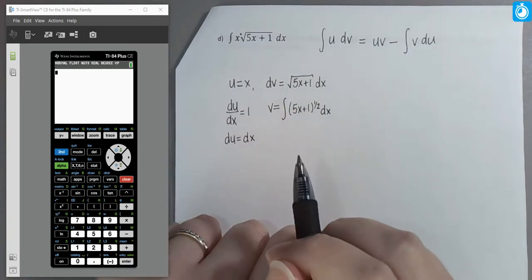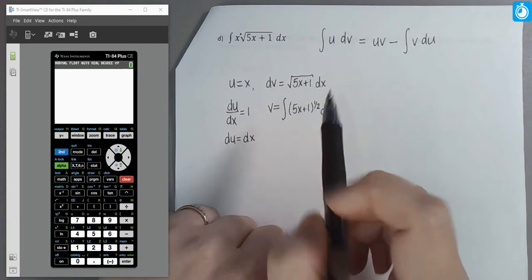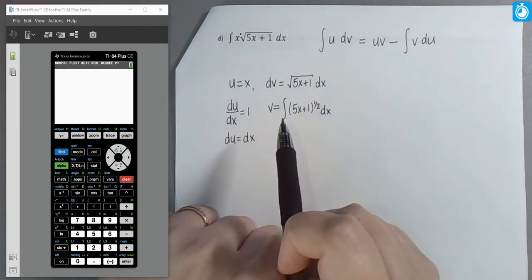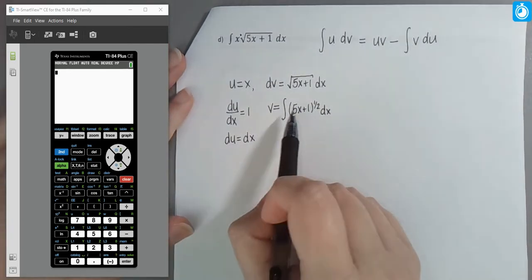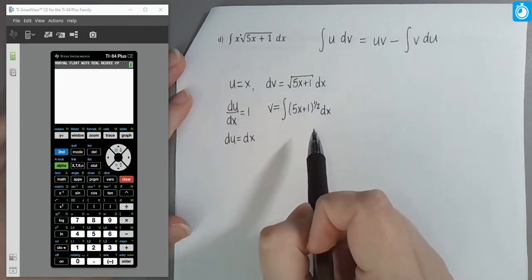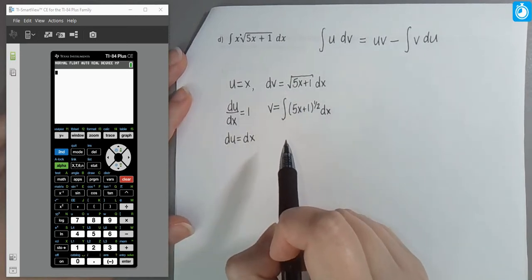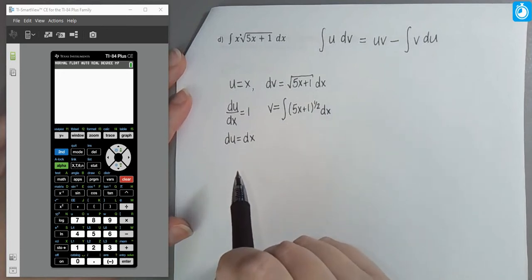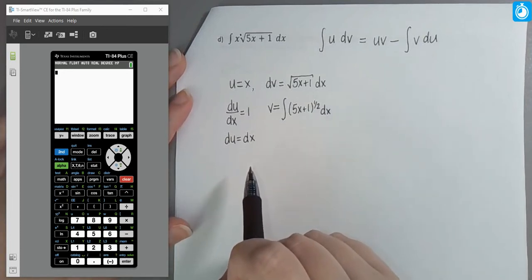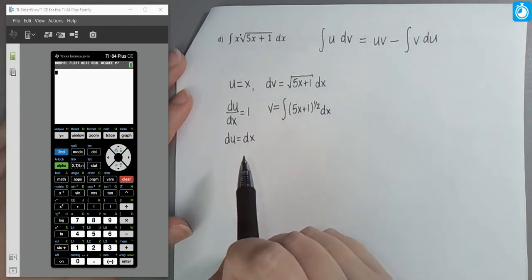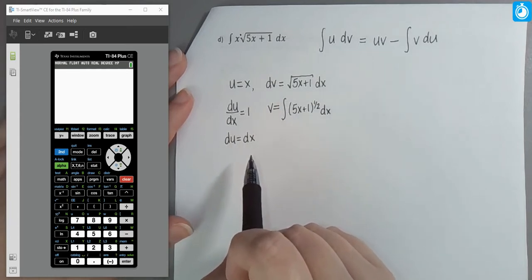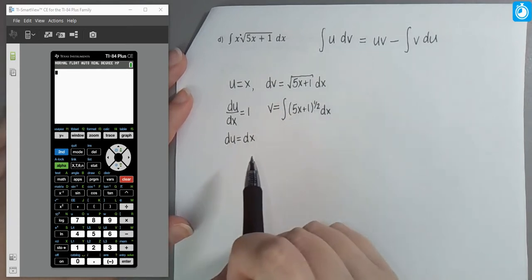Again, we want to think of it as an inner function and an outer function. Clearly, we have an inner and outer function, and we need to have the derivative of the inner function present in this problem. The derivative of the inner function, 5x plus 1, would just be 5. I don't see a 5, but I also don't see another function here that's going to get in the way. So it looks like maybe we could integrate this just using substitution.